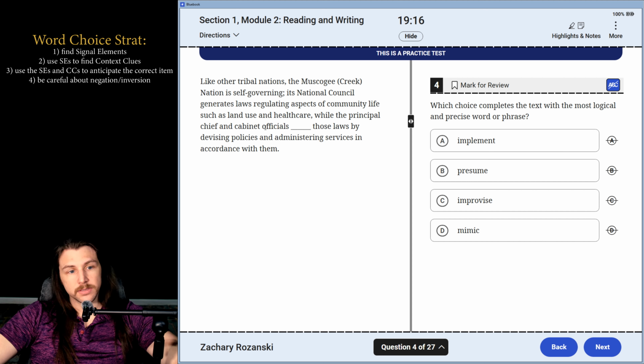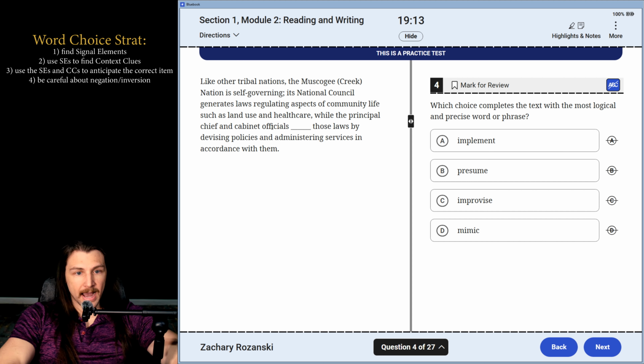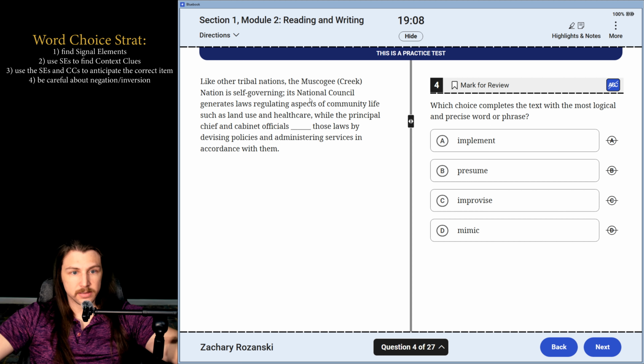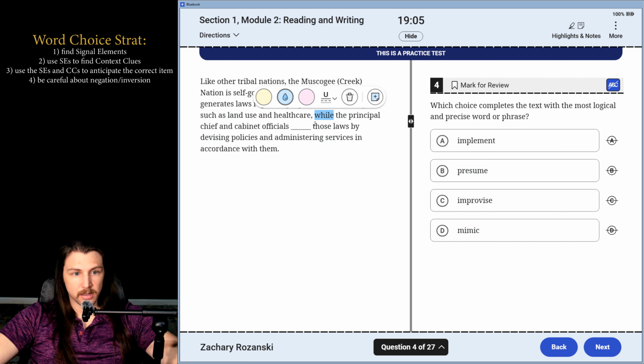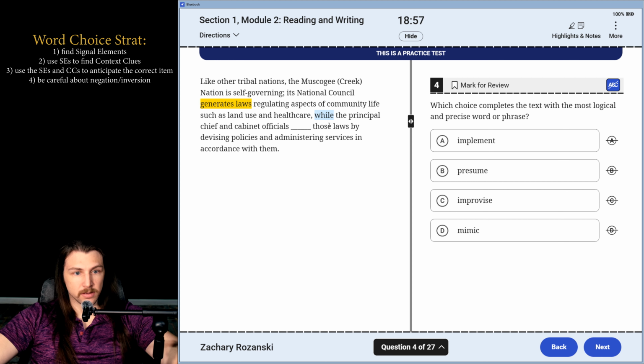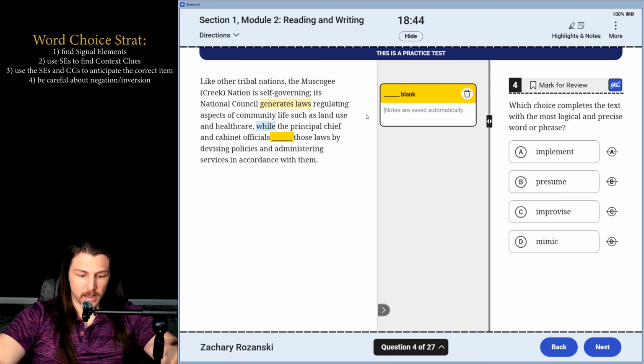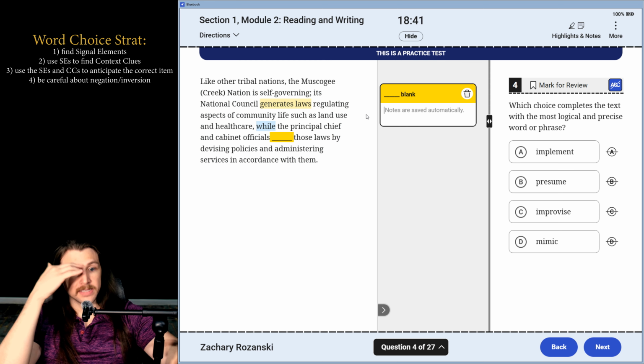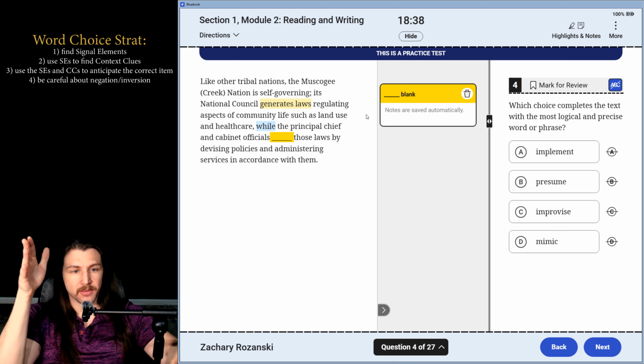Its national council generates laws regulating aspects of community life, such as land use and healthcare, while the principal chief and cabinet enforce those laws by devising policies and administering services. Okay, so we've got this notion of soft contrast. While its national council generates laws, while the principal chief enforces those laws by devising policies. Follows, enforce, something like that. While it's self-governing, they generate laws regulating aspects of community life.